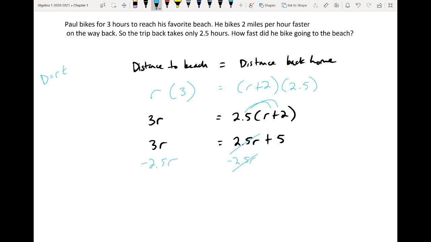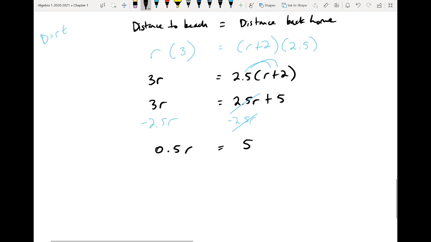So now that constant term, 5, is by itself. So I have 5 over here. And then I have 3r minus 2.5r, which is 0.5r, or 1/2 r. Okay? It just depends on how you like to think about it. Now I'm going to divide in this case by 0.5. I think some of you may convert that to a half, and that's fine. It's going to yield the same exact thing. So r is now by itself.